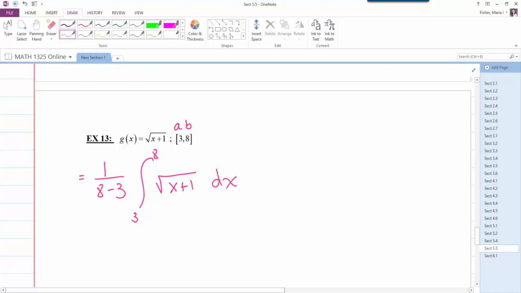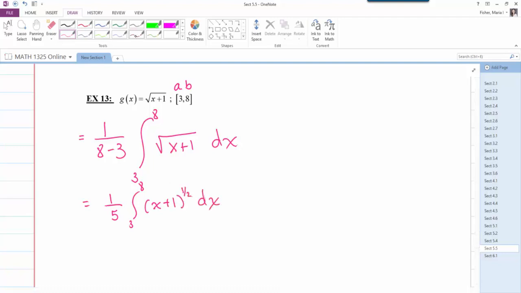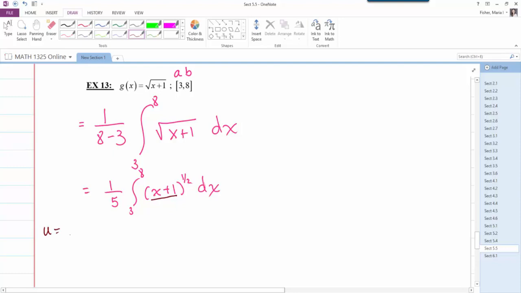Well, the first thing I'm going to do is rewrite this square root in something that I like to handle, and I'm going to simplify this fraction over here. 1 over 8 minus 3 is 1 over 5 times the integral from 3 to 8 of x plus 1 to the 1/2 dx. Well, in order to solve this, I have to use u substitution. So if I let u equal what's raised to a power, so if I let u equal x plus 1, then my derivative du is going to equal 1 dx. Perfect, that's what I have.